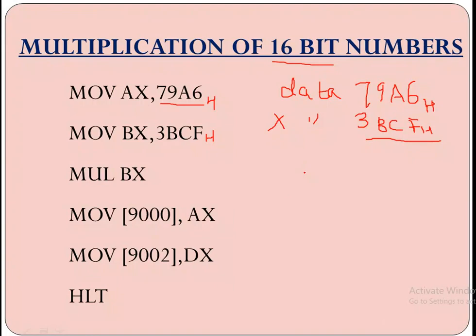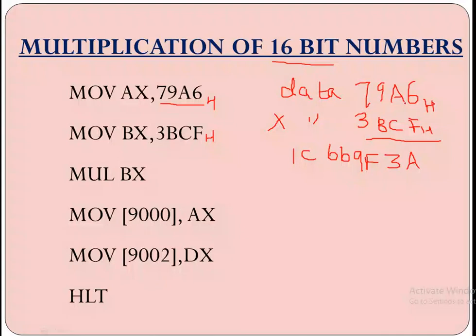I'll write the answer directly: 1C6B9F3E8, after multiplying these two hexadecimal numbers. So how will you store this in a register?